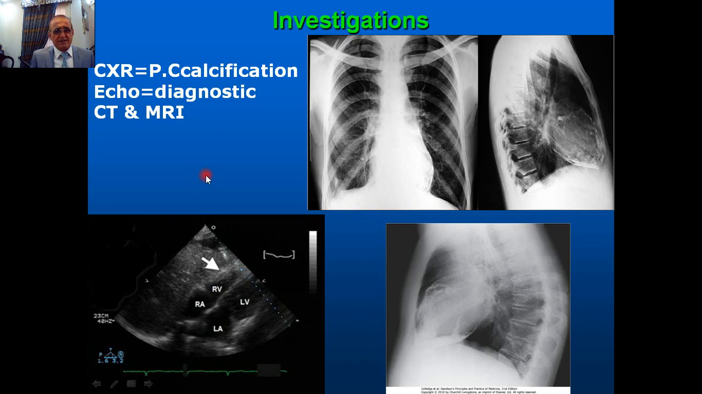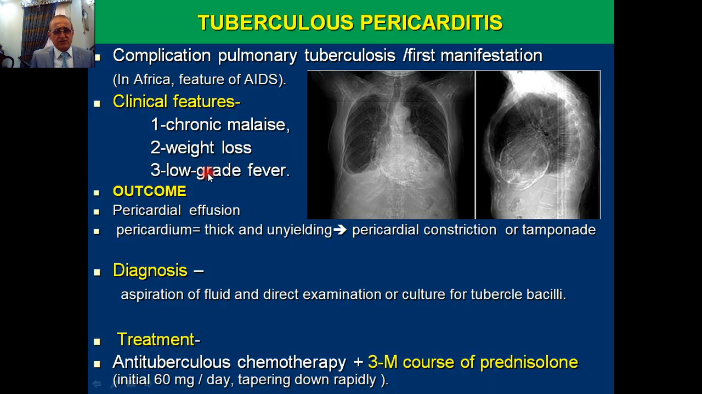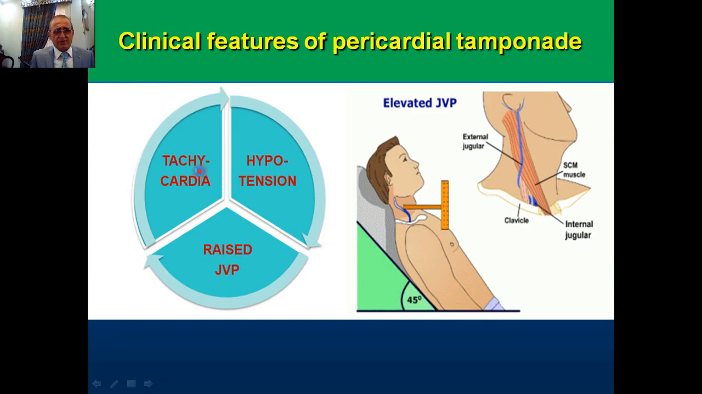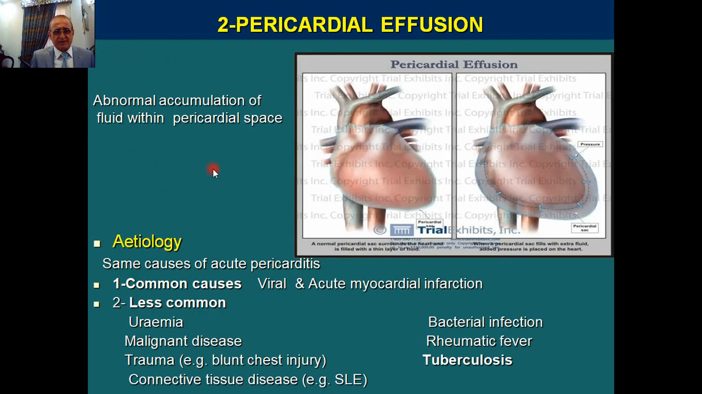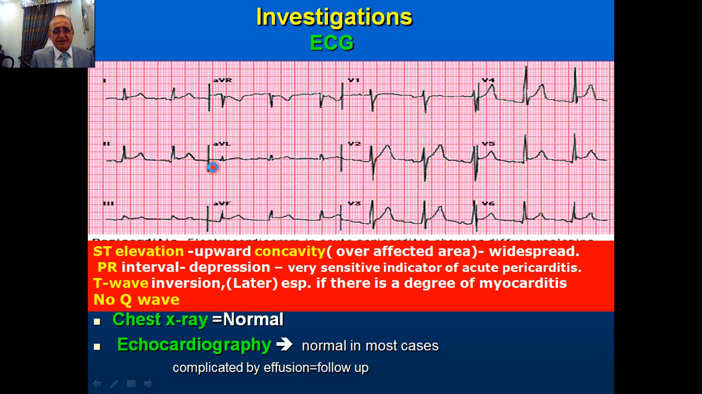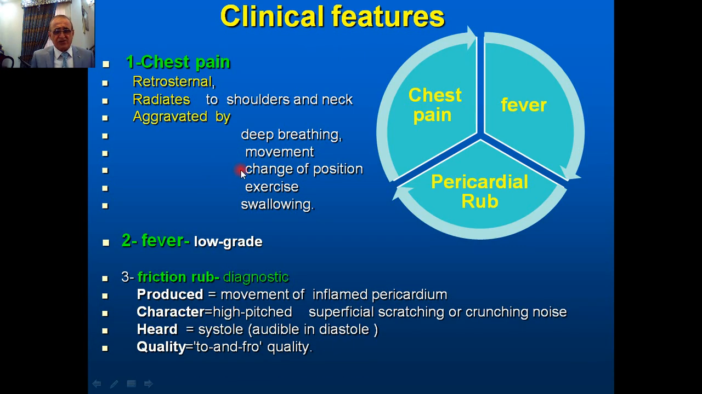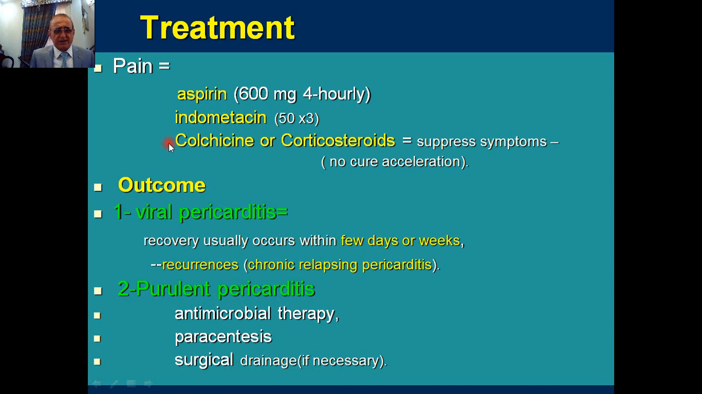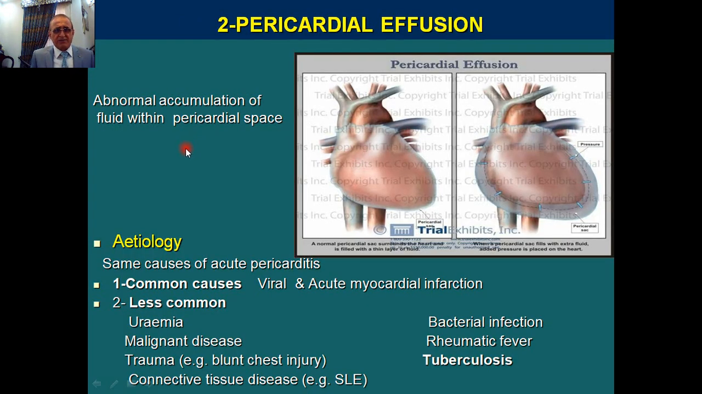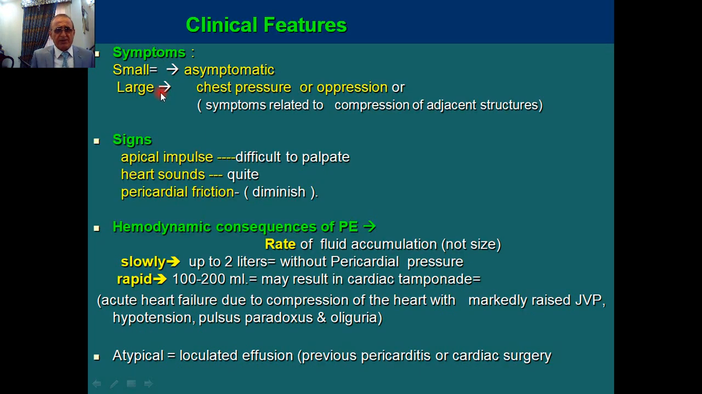So to summarize this lecture, we have three entities or three diseases of the pericardium. The first is pericarditis, just inflammation of the pericardium, where the patient is having chest pain that's aggravated by deep breathing and movement, low-grade fever and friction pericardial rub, and the ECG will show ST elevation and PR depression, and treatment is non-steroidal. This might be complicated by pericardial effusion, the features of which depend on the size.